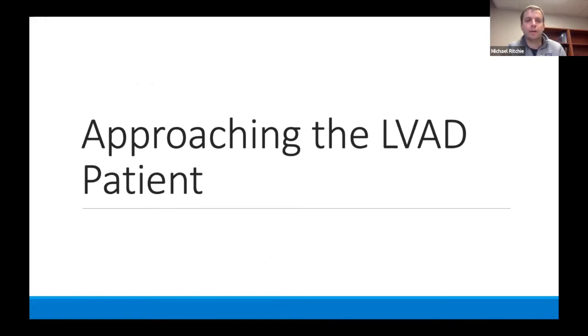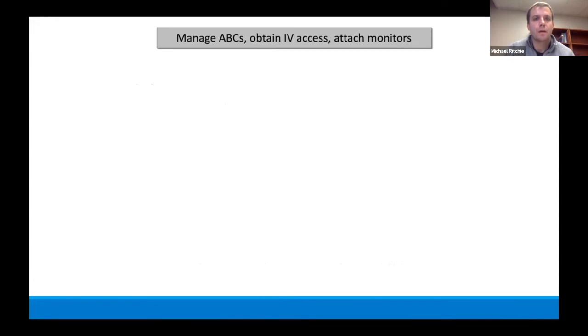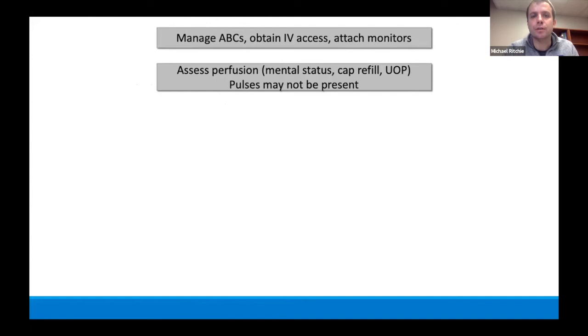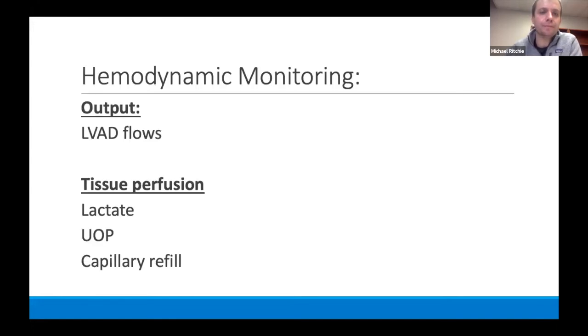All right, so we're going to look at approaching these LVAD patients. So for y'all, when they come into the emergency department, do like you would do for everything else. You manage your ABCs, you obtain your IV access, you attach the monitors. You're going to assess perfusion, right? You're not going to be able to get a pulse in a lot of these people. You're not going to be able to get a blood pressure in a lot of these people. So you have to assess their perfusion using other things: mental status, cap refill, urine output, and just say, are they perfusing or not perfusing?